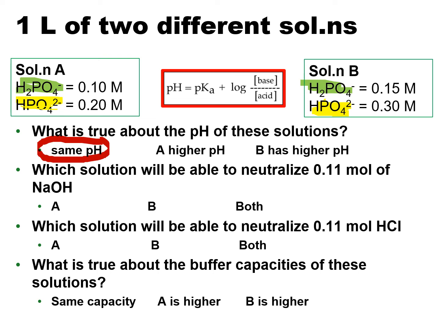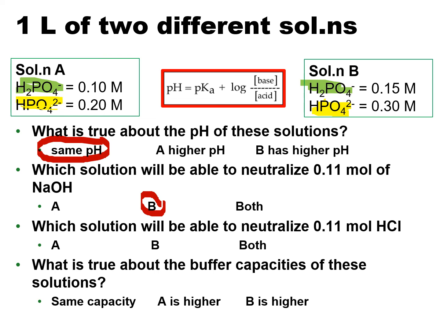Which solution will be able to neutralize 0.11 moles of sodium hydroxide? Okay, so you have 1 liter of the solution. Sodium hydroxide is a strong base, so it will react with the weak acid in the buffer. The weak acid is H2PO4. But in solution A, the concentration is 0.1 molar. So if you have 1 liter, you have 0.1 moles. So you will not be able to neutralize all 0.11 moles because you have only 0.10, right? You will not have this problem with solution B because you have 0.15 moles per liter. So only solution B will be able to neutralize it.